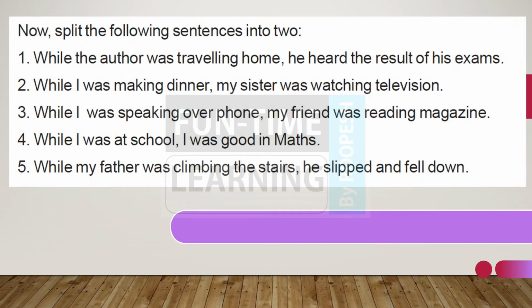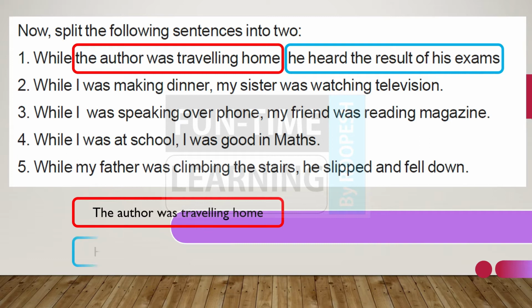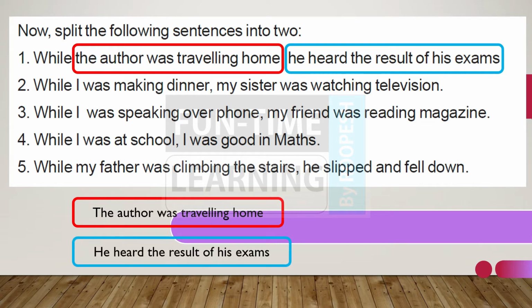Now this was another activity which was about the use of the word while. While the author was traveling home, he heard the result of exams. Here two things are happening at the same time, which are the author was traveling home, he heard the result of his exams. These are the two things occurring. So we can split it like this. The author was traveling home, he heard the result of his exam.